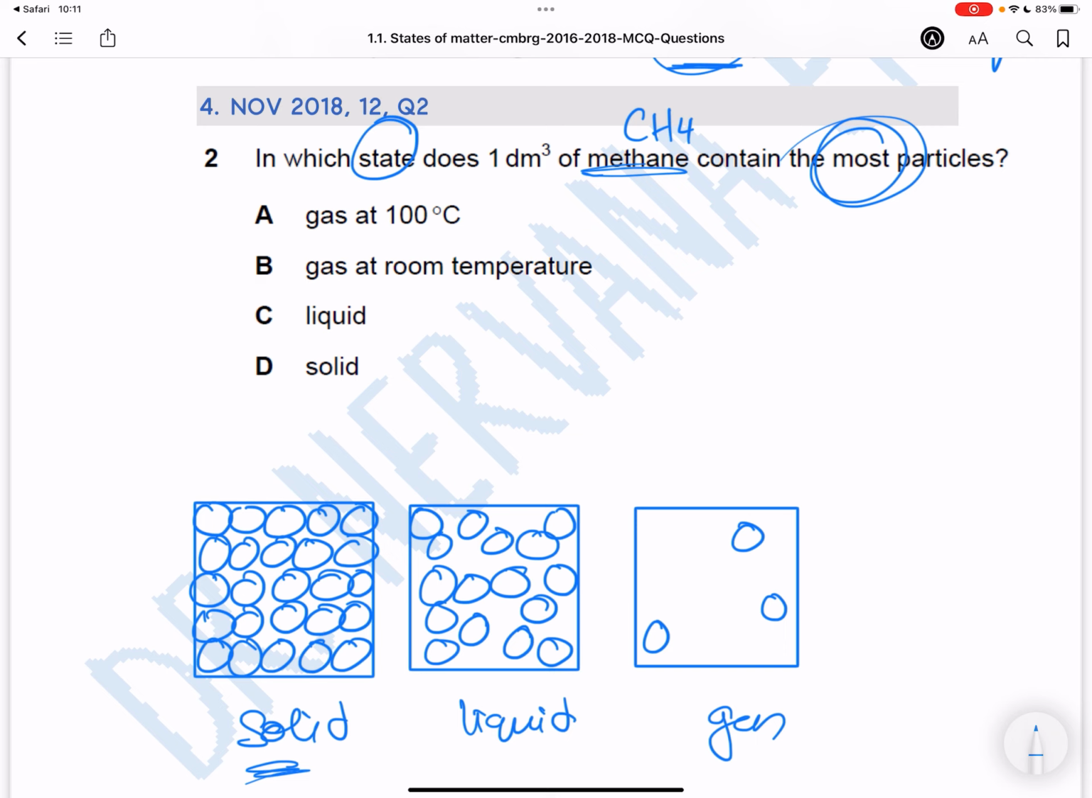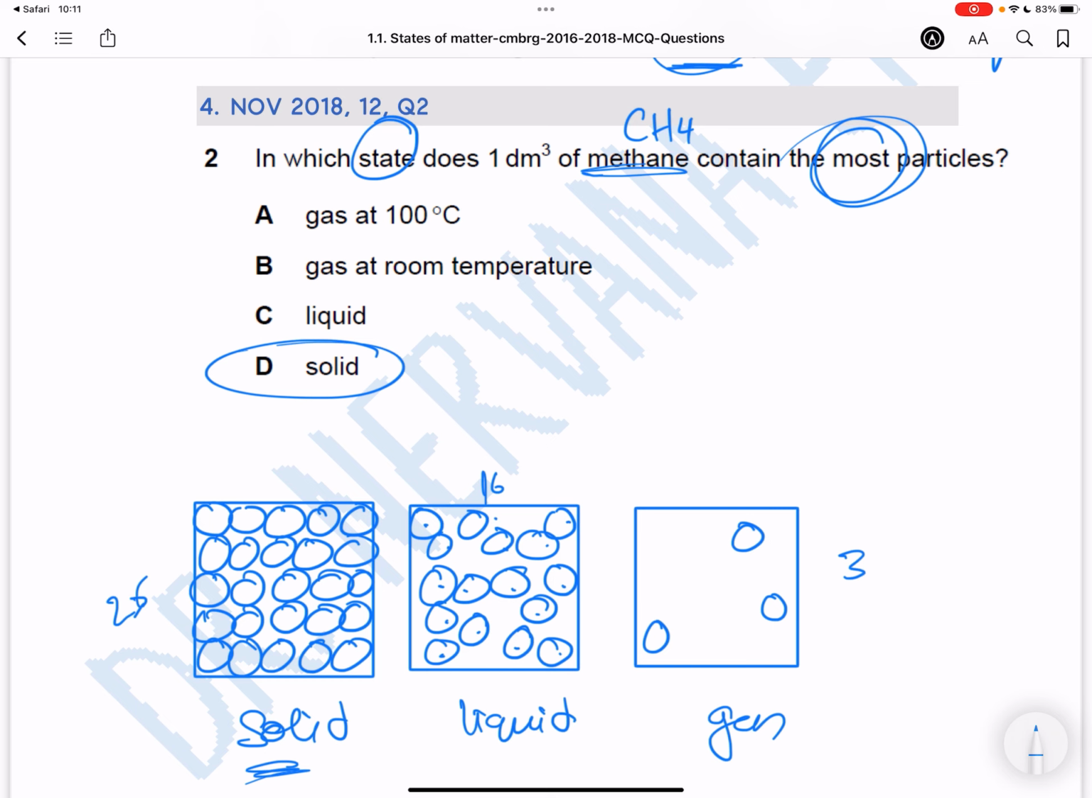How many particles did I draw? About 25 particles I was able to draw. In the liquid, maybe 10, right? 1, 2, 3, 4, 5, 6, 7, 8, 9, 10, 11, 12, 13, about 16 particles. Okay, in gas, I was able to draw only 3 particles. So it's in the solid state that we have the most particles.